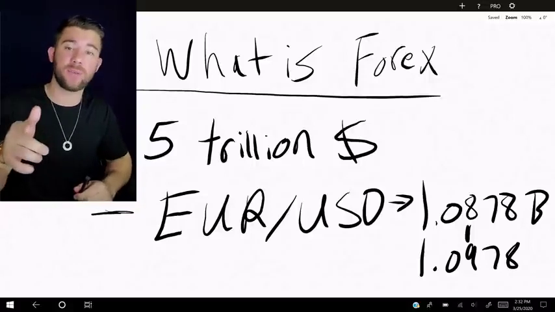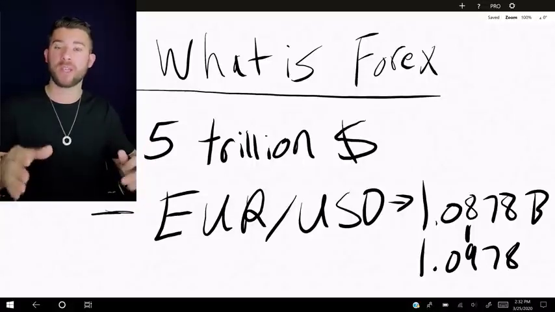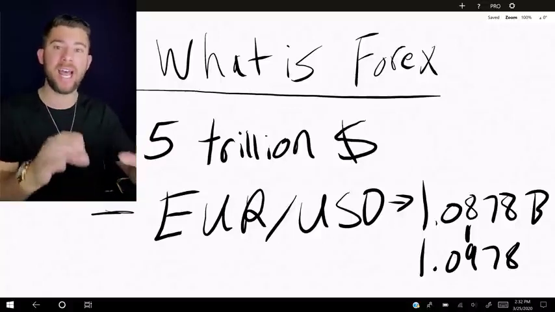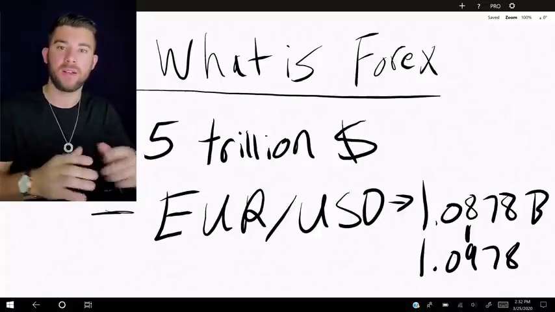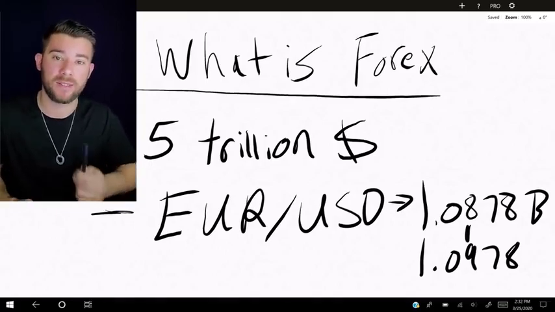And that's what we're going to break into right now. Now that you know what the Forex market is and kind of how it works, let's break down a currency pair and give you a complete understanding of what a currency pair is. Let's do that right now.